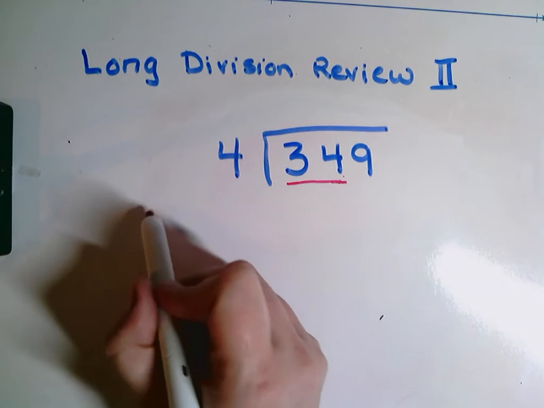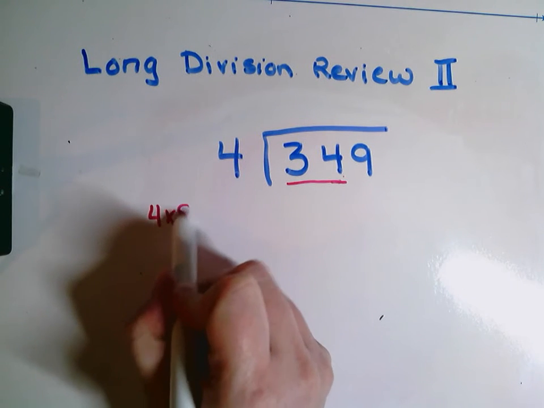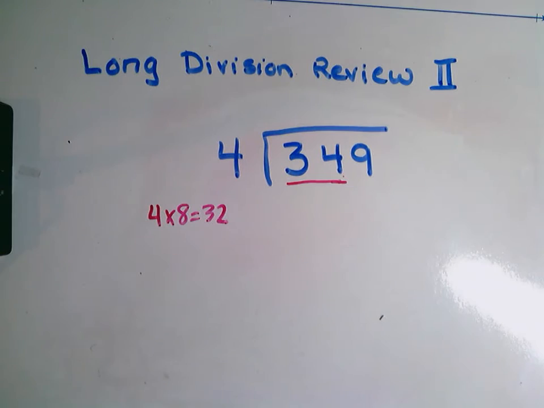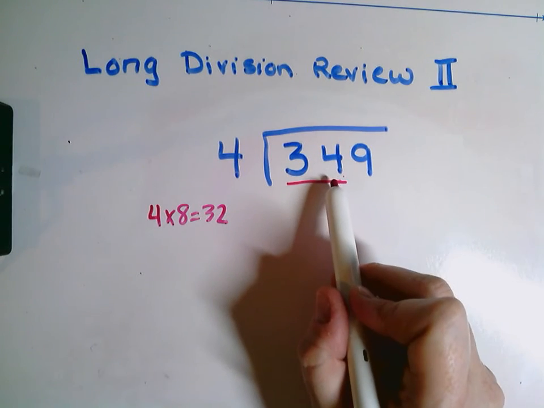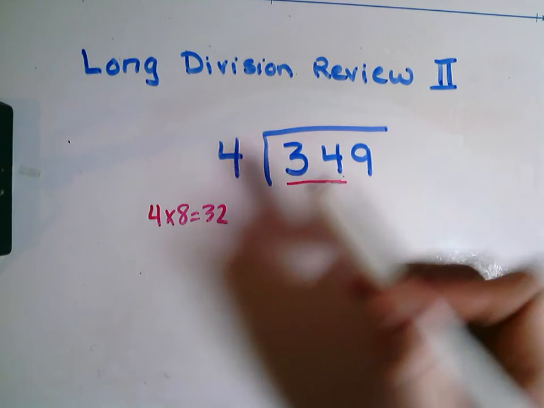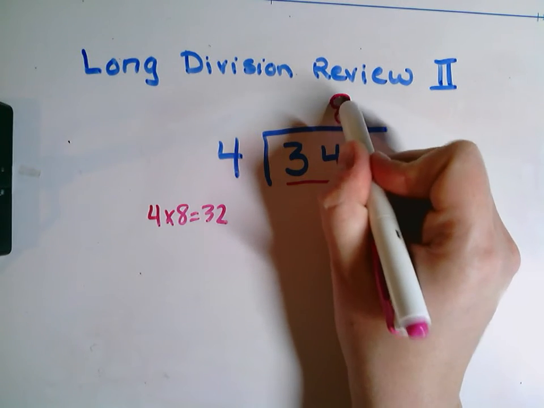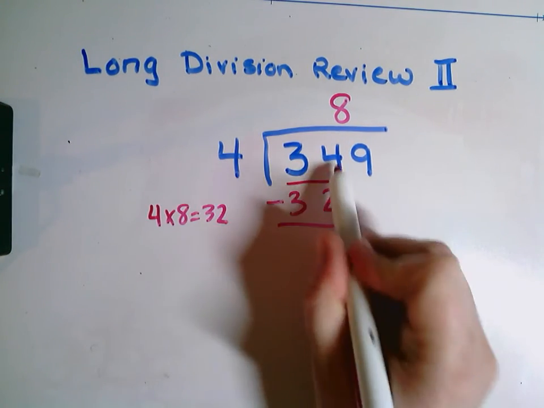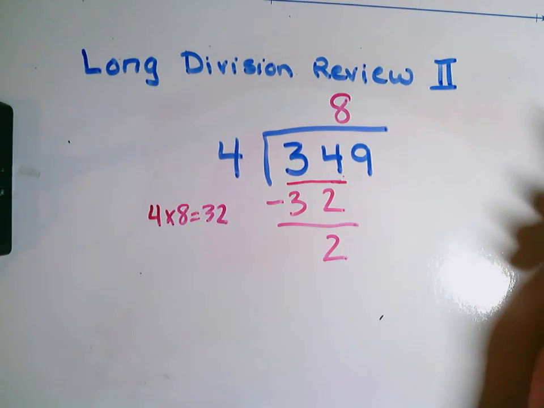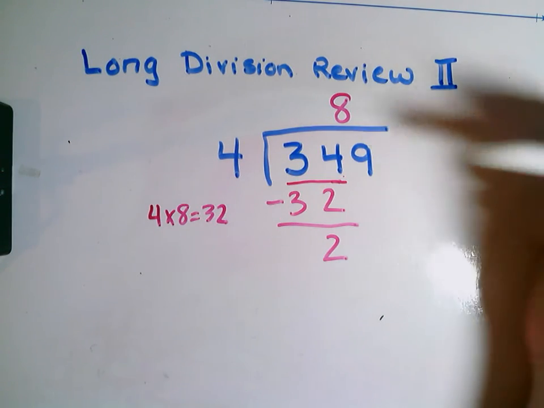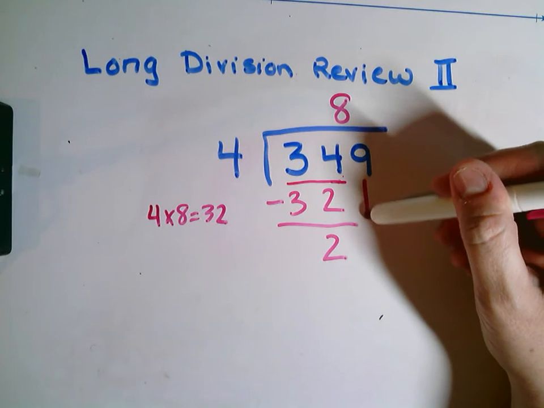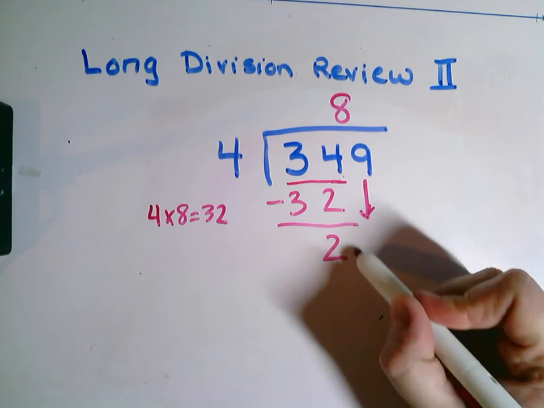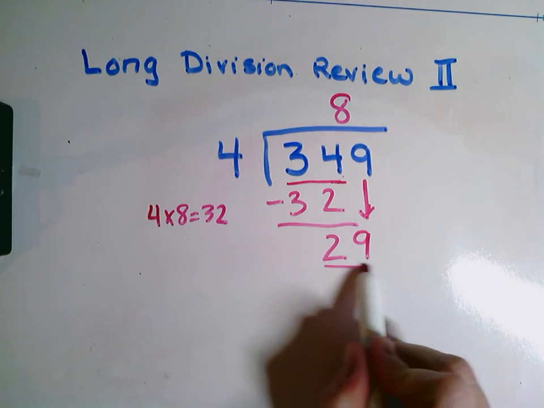What number times 4 is going to get me the closest to 34? I'm going to think, well, 4 times 8 equals 32. That's pretty close to 34 without going over. So I'm going to use 8. 8 times 4 is 32. When I subtract, I have 2 left. I still have another number up here that I need to use. So I'm going to bring this 9 down so that it's next to my 2. And so now I have the new number 29.